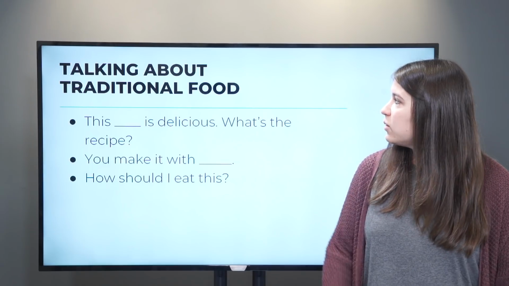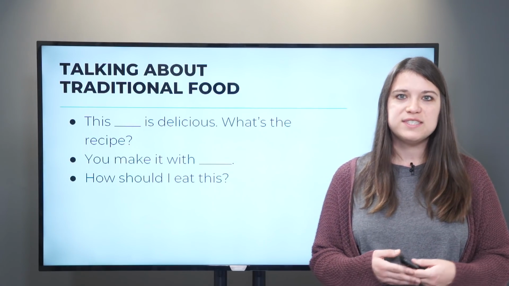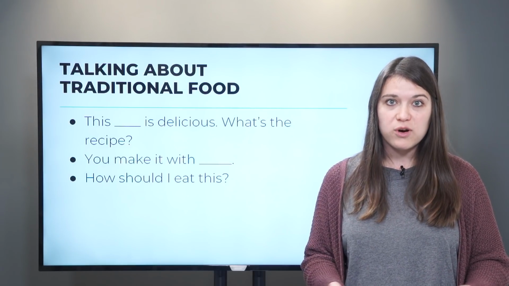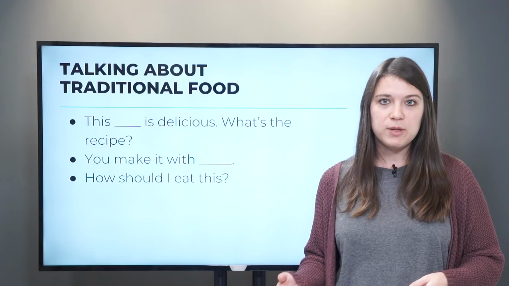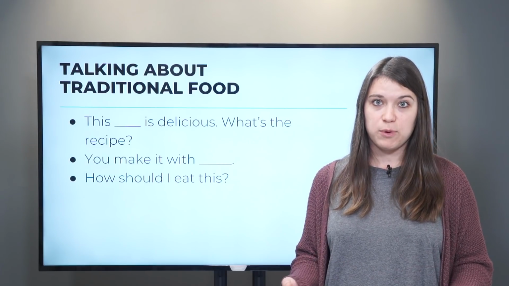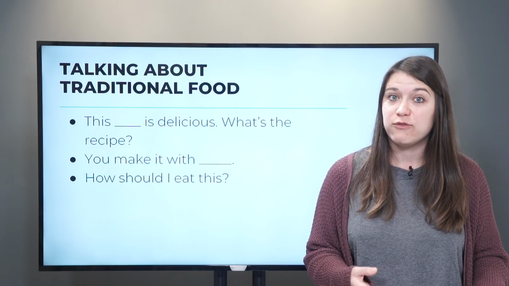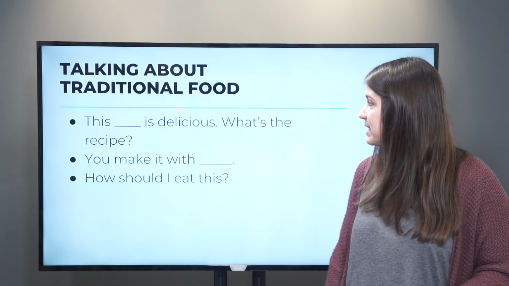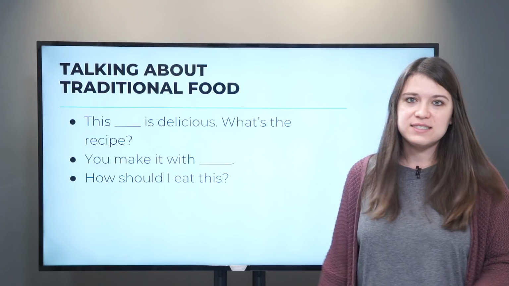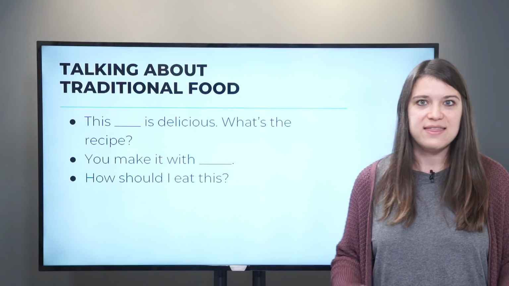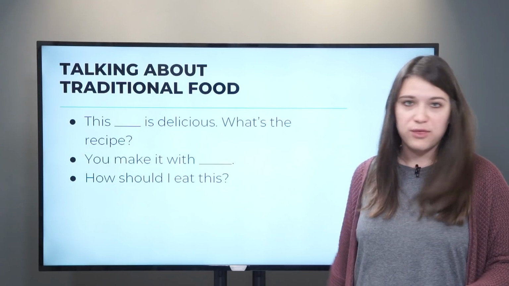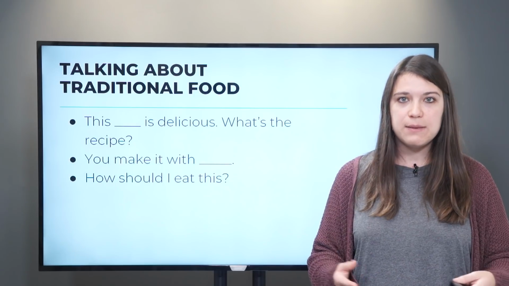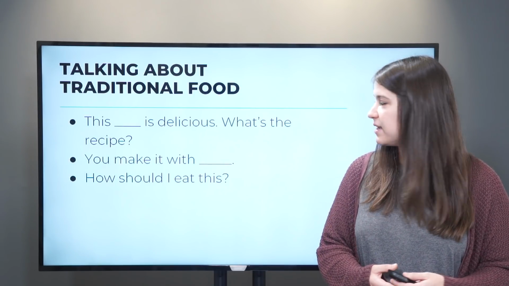Okay, so how can we talk about traditional food? What if someone invites you to a meal and there is some food there that you've never seen before or that you've never tried? You might want to compliment someone on the way that they've prepared it, and you might want to ask for the recipe, or you might want to ask how this food is supposed to be eaten. So you can say, this turkey is delicious. What's the recipe? Okay, and then that person will say, you make it with, and then they will tell you the different ingredients. So with the turkey, okay, I put lemon, I put spices, I put garlic, etc.